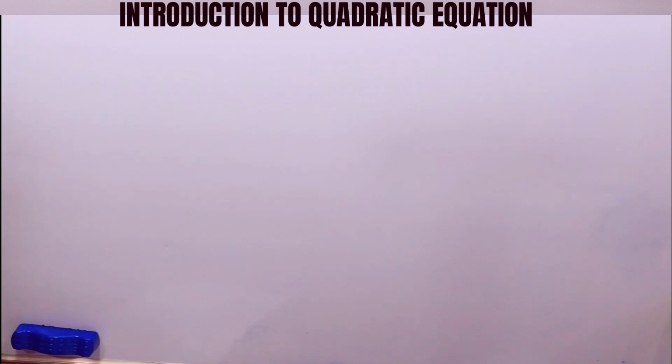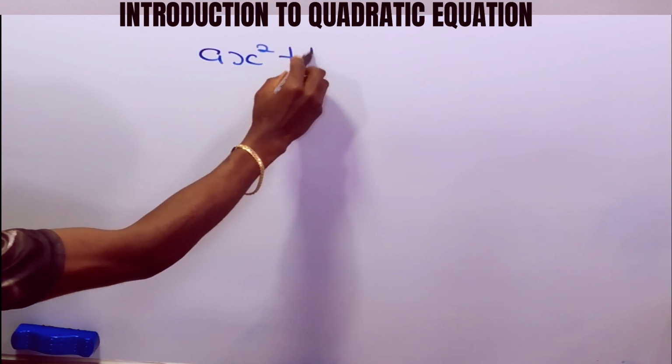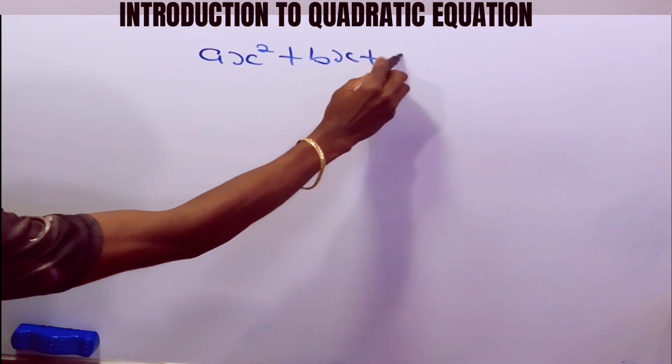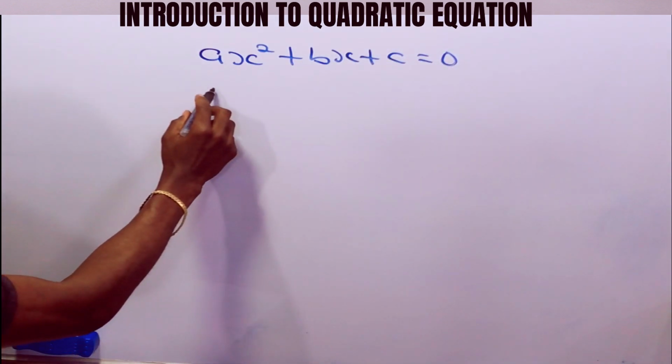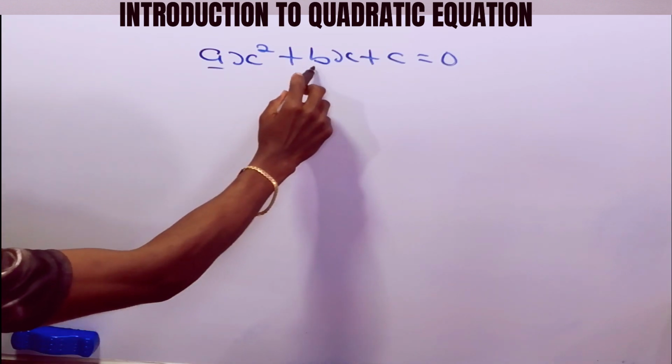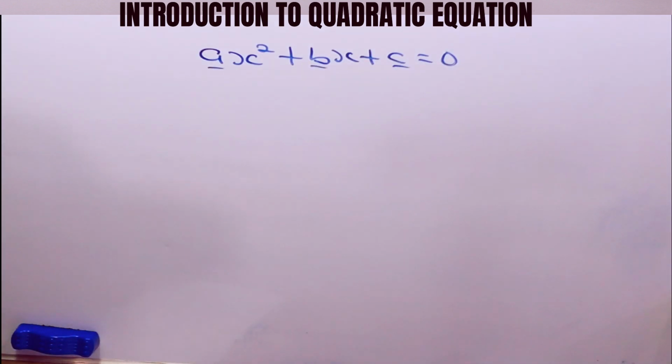A quadratic equation is simply an equation in the form ax squared plus bx plus c equals 0, where a is a constant, b is a constant, and c is also a constant. However, we have different methods of solving quadratic equations, and one of them is completing the square.